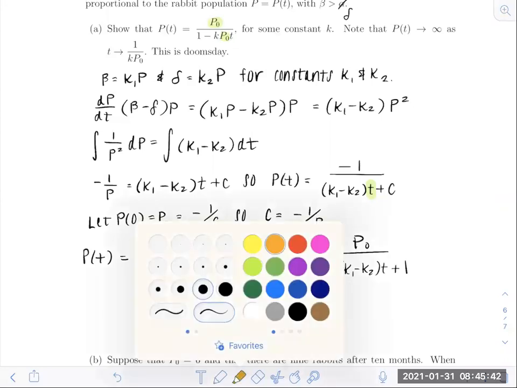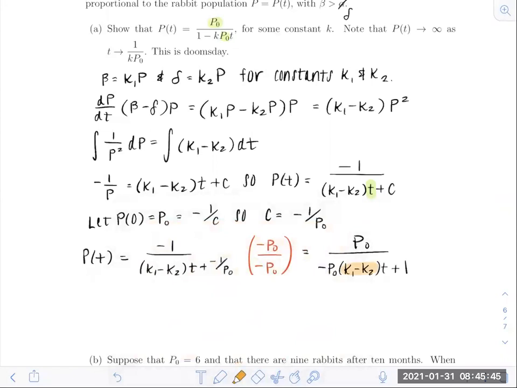And then we're almost there. The only difference here is that they have renamed their K1 minus K2 into just some general K. So if we rename it, we can say that this is P naught over 1 minus K P naught T for K equal to K1 minus K2, which was a constant. Check. All right, so we have done the first part. We have shown that the solution to this differential equation is given by P naught over 1 minus K P naught T.